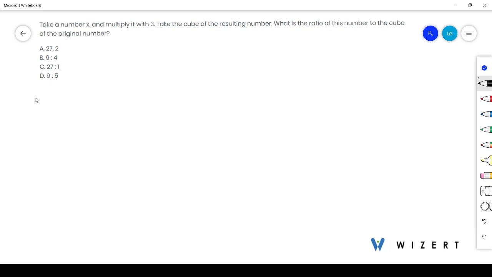Our question is, take a number x and multiply it with 3. Take the cube of the resulting number. What is the ratio of this number to the cube of original number?